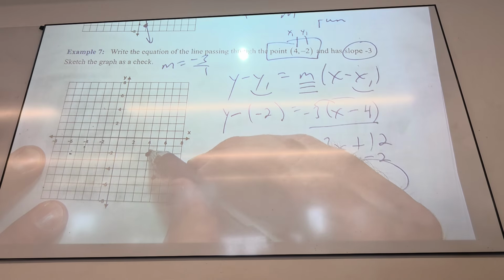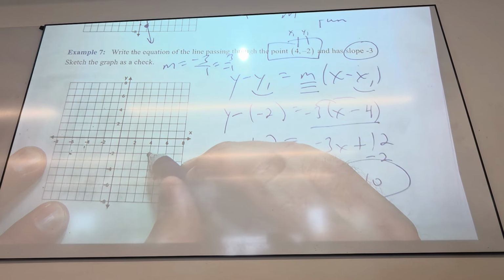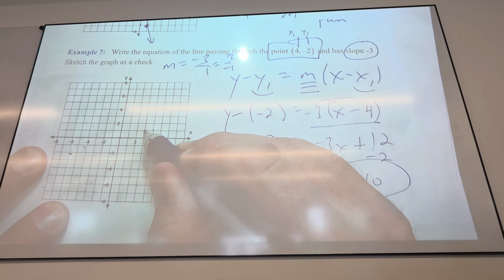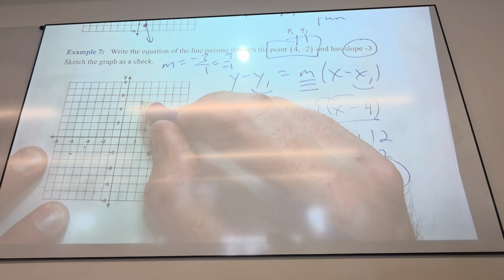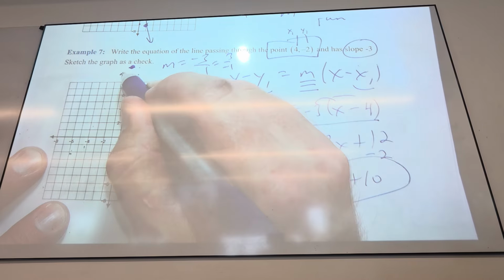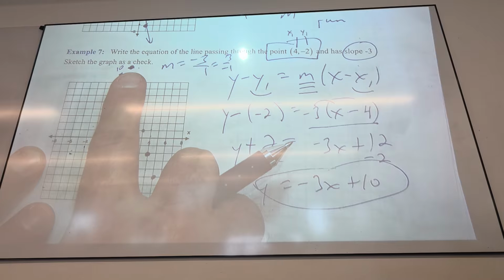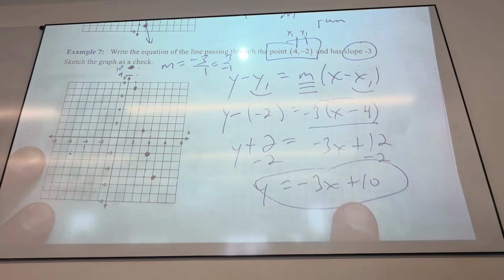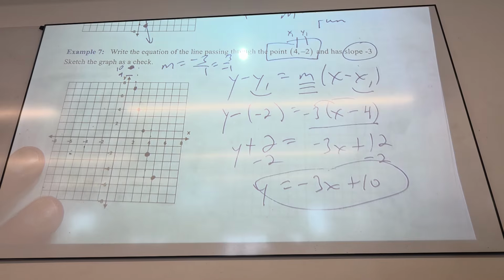Or I could go up 3, back 1. I'm going to do that a few times. Up 3, back 1. Up 3, back 1. Up 3, back 1. What point did I just get to? (0, 10). And what's the y-intercept? (0, 10). Y-intercept to point, right?